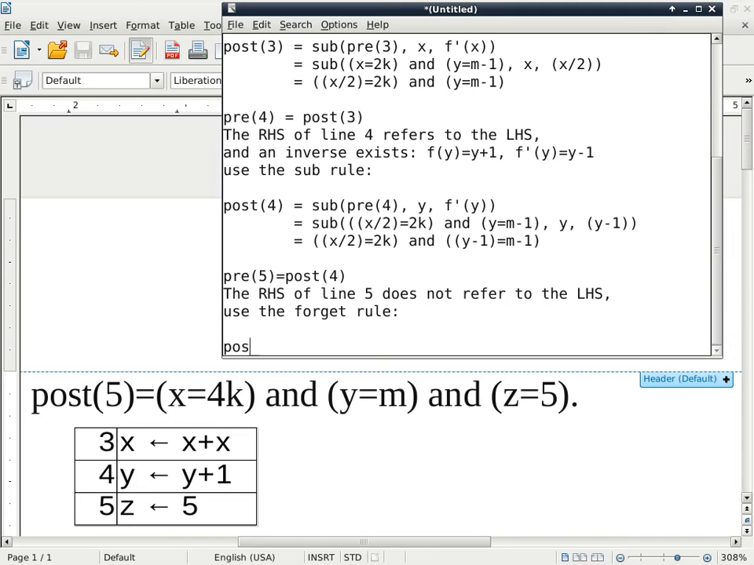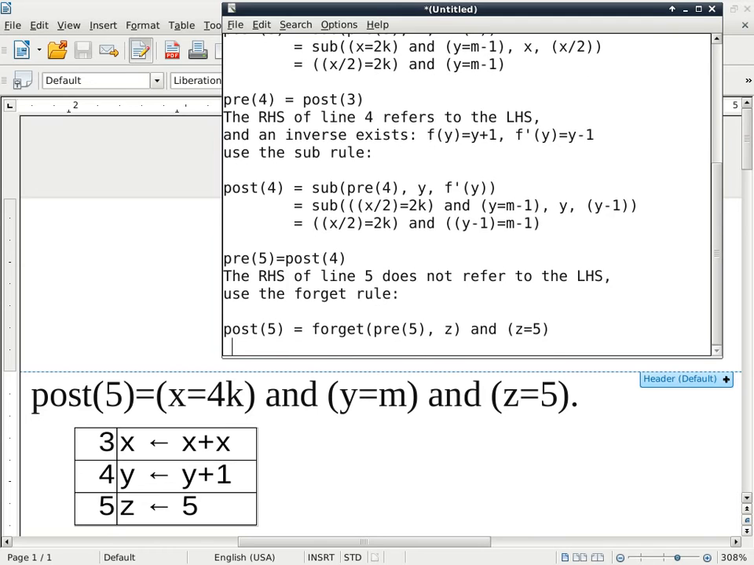The forget rule says something like this: the post condition of line 5 depends on the precondition of the same line. We have to get rid of certain things, so we have to say forget whatever is in pre-4 that mentions anything about the variable to be changed on line 5. And what is that? Z. Okay. And after the forgetting, you can say one more thing because we know what the assignment statement is talking about. So z equals 5 has to be true after line 5.